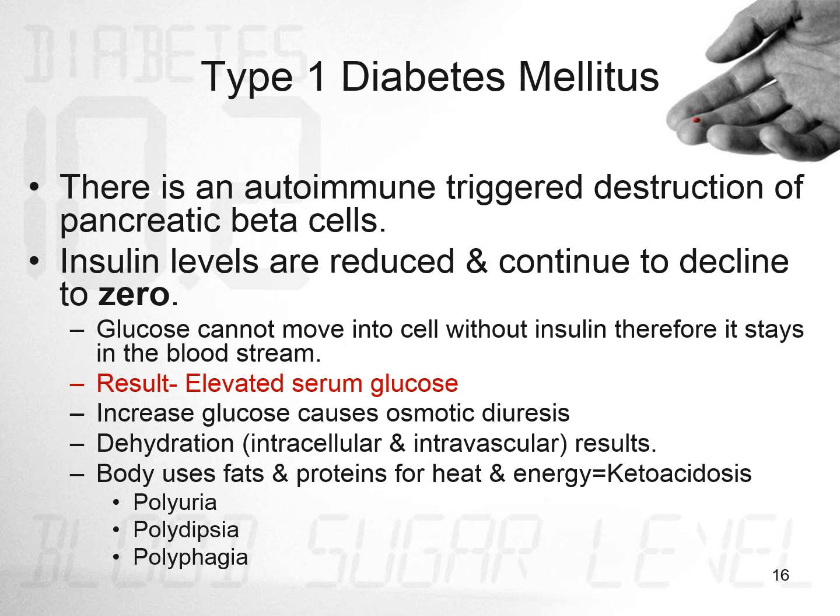In diabetes type 1, glucose cannot move into the cells without insulin, therefore it stays in the bloodstream. The result is our elevated serum glucose. The increased glucose causes osmotic diuresis and dehydration, and our body uses fats and proteins for heat and energy, and that will result in ketoacidosis. And remember, we talked about the 3 main symptoms of diabetes being polyuria, polydipsia, and polyphagia.